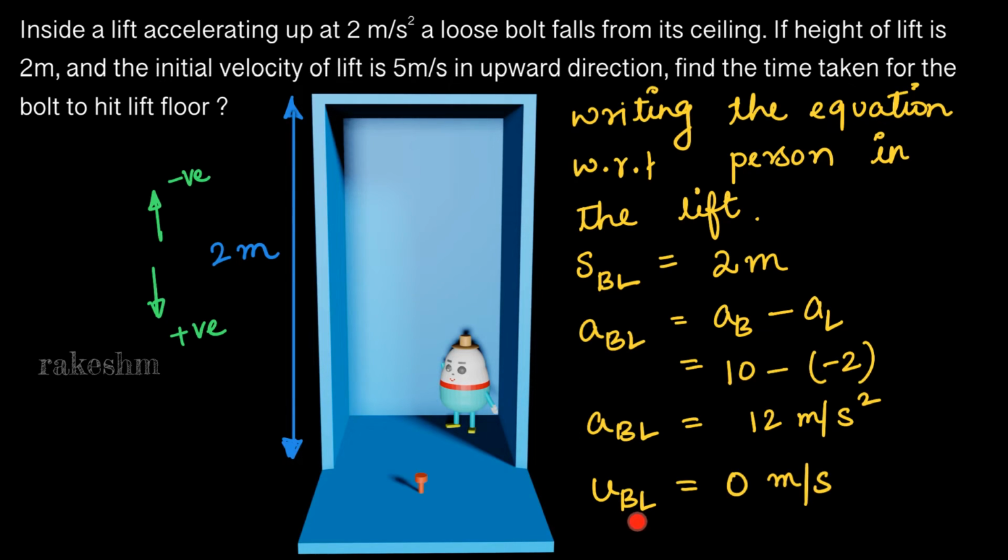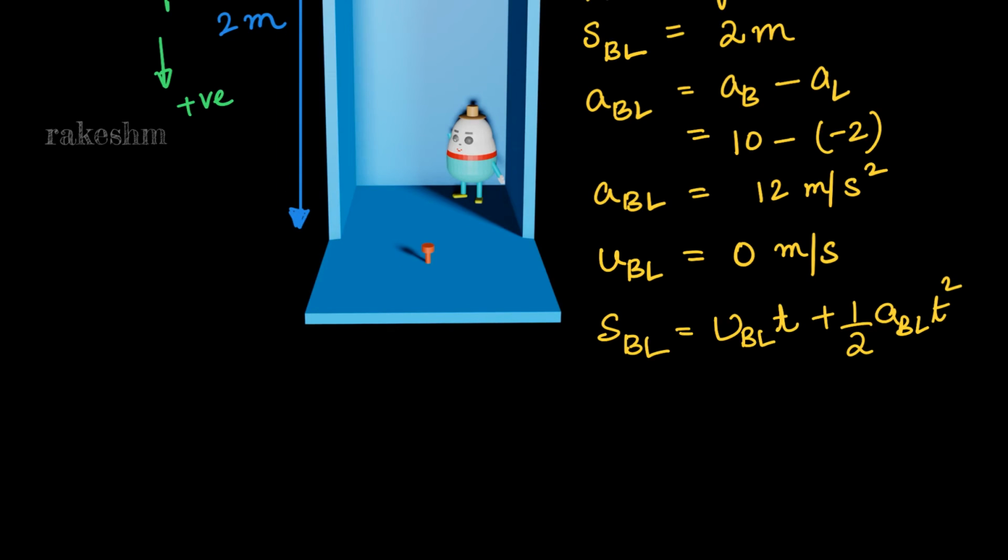The initial velocity of bolt with respect to lift equals 0, because if the lift has speed 5 meters per second initially, as the bolt was also attached to the lift, it will also have a speed 5 meters per second. So with respect to person standing in the lift, its initial velocity when it just starts falling is 0 meters per second. So writing the equation, displacement of bolt with respect to lift equals initial velocity of bolt with respect to lift into t plus half acceleration of bolt with respect to lift into t square.